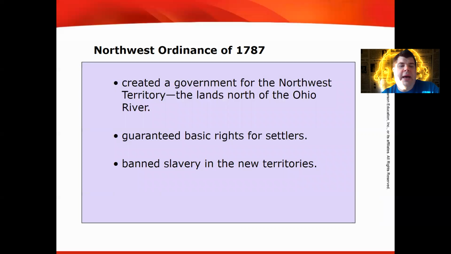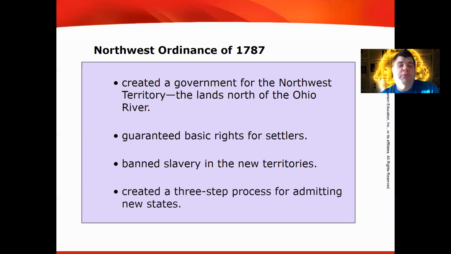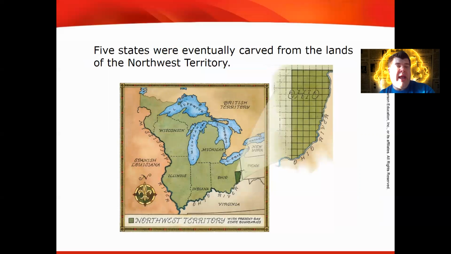So this new area that's established, no slavery in this area. And it creates a 3-step process for admitting new states. And in fact, 5 states are eventually created in this Northwest Territory. So you have Ohio, Indiana, Illinois, Michigan, and Wisconsin.